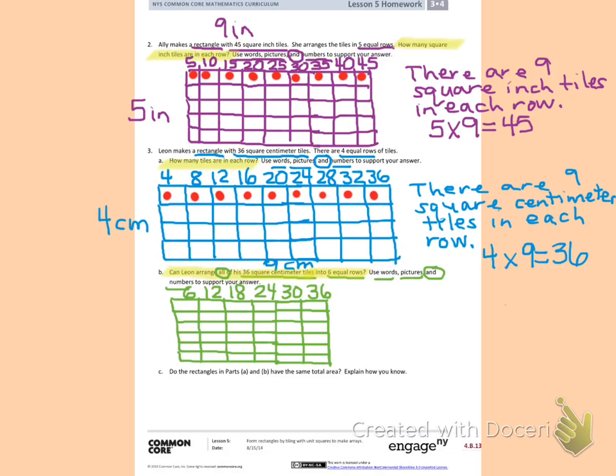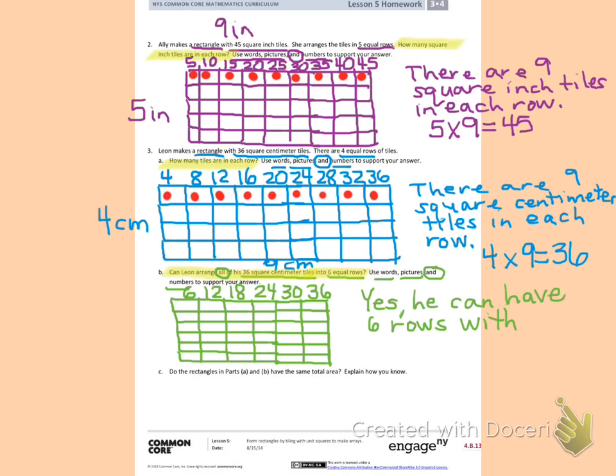Can Leon arrange all of his 36 square centimeter tiles into 6 equal rows? Yes, he can. I better answer that in words. Yes, he can have 6 rows with, how many are in each row?